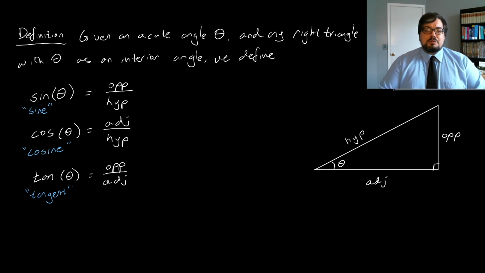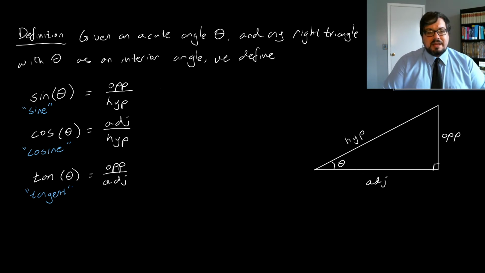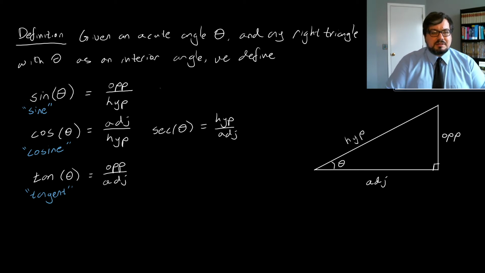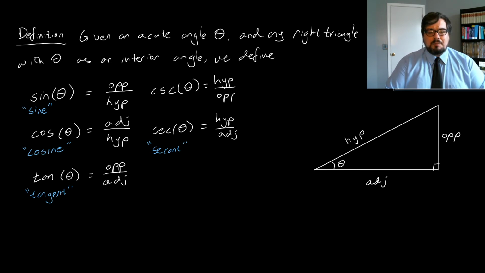And so these are the three most familiar trigonometric functions, but we also have three others that we get by taking the reciprocals of these ones. So we have secant theta, which is hypotenuse over adjacent. We have cosecant, CSC theta, which is the hypotenuse over the opposite.